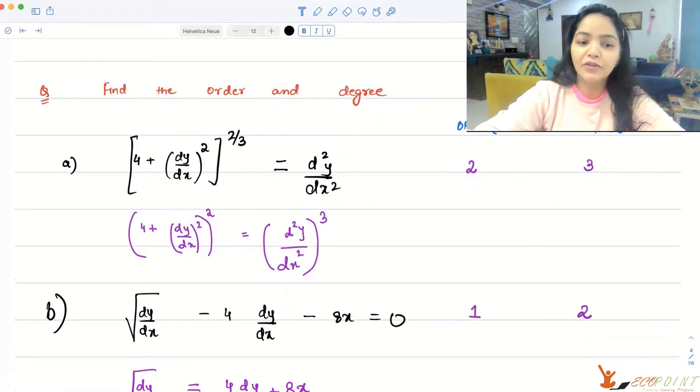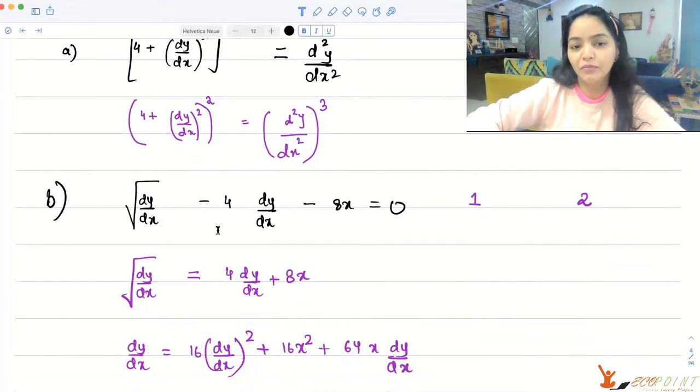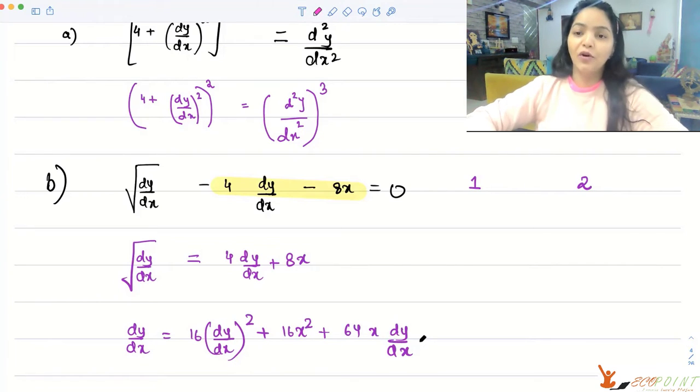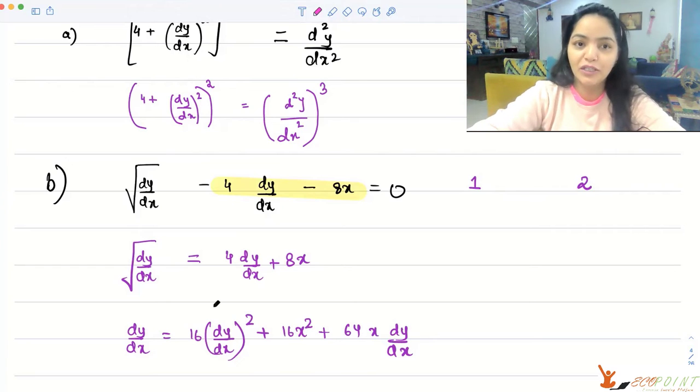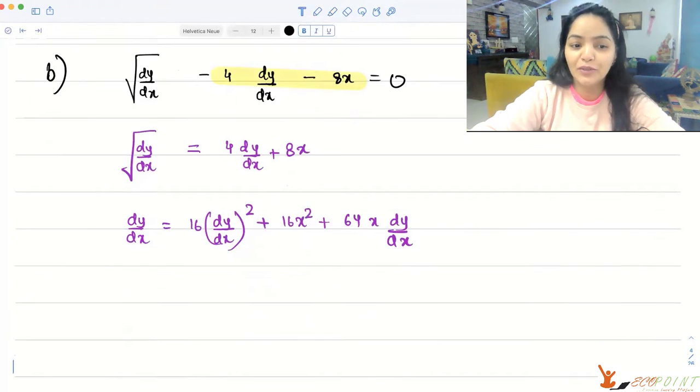Then what I can do is get rid of the square root. For that, I've taken this to one side and kept the square root on one side. Then squaring on both the sides, I'll get 16 dy by dx whole square plus 16x square plus 64x dy by dx. So clearly what I can see is that the power of the highest order derivative dy by dx is 2. So 2 becomes the degree of this differential equation. So that's what is order, and that's what is degree of a differential equation.